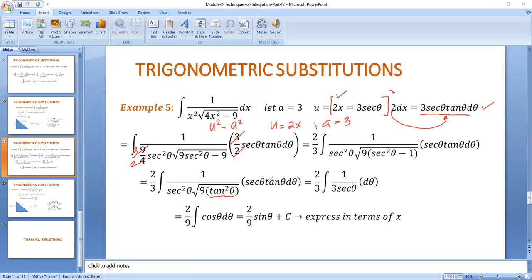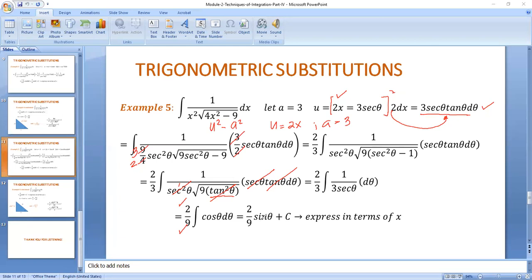So the tangent here will cancel with this. And you still have a 3 here. So that would be giving this a 9. And you still have a 2 here. And this secant will cancel with 1 here, leaving you with a secant here. And that 1 over secant is cosine theta. So 2 over 9 cosine theta d theta will give you an integral which is 2 over 9 sine theta.